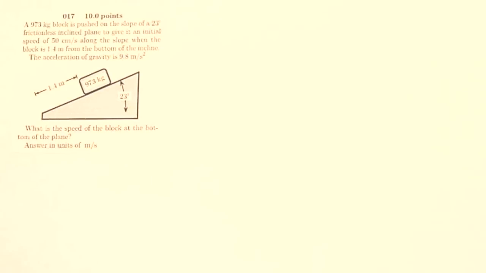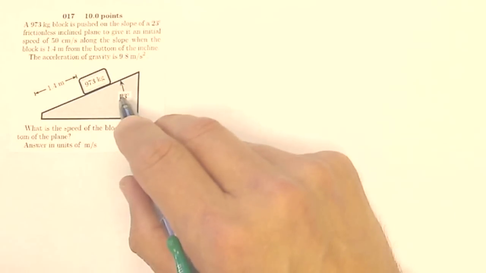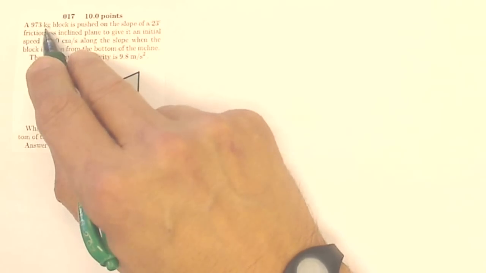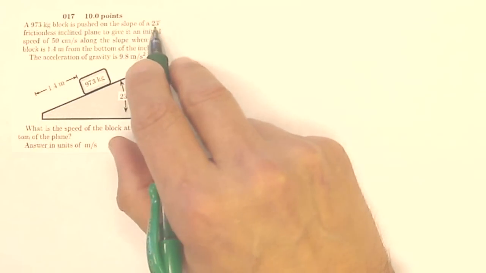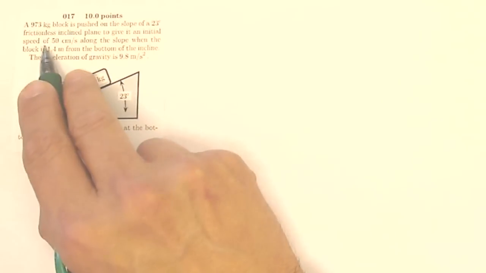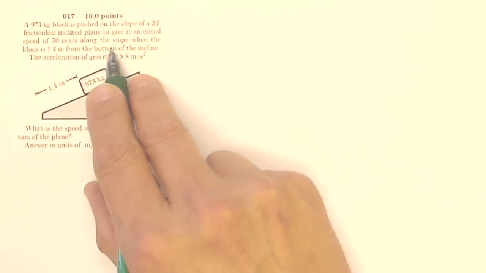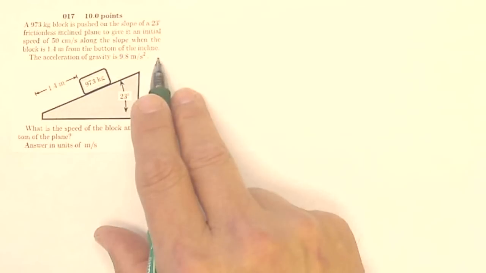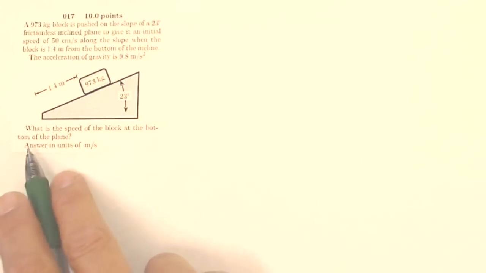This is AP Physics Homework 2.5, question 17. It's an acceleration down an incline. It says a 973 kilogram block, don't care, is pushed on the slope of a 23-degree frictionless inclined plane to give it an initial speed of 50 centimeters per second along the slope when the block is 1.4 meters from the bottom of the incline. What is the speed of the block at the bottom of the plane?